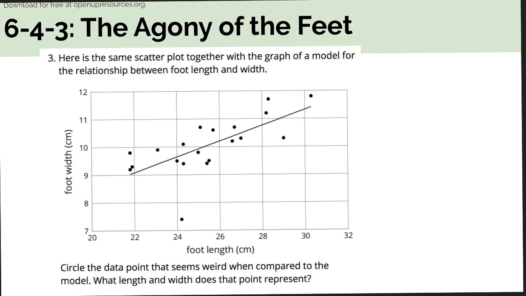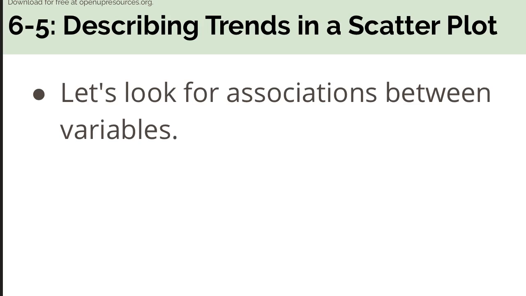The one point on this graph that seems weird is this one down here. And when you have a point that's so far away from all the other data, we call that an outlier. So be sure you label that. In lesson 5, we're looking at trends in a scatter plot and also looking at associations.